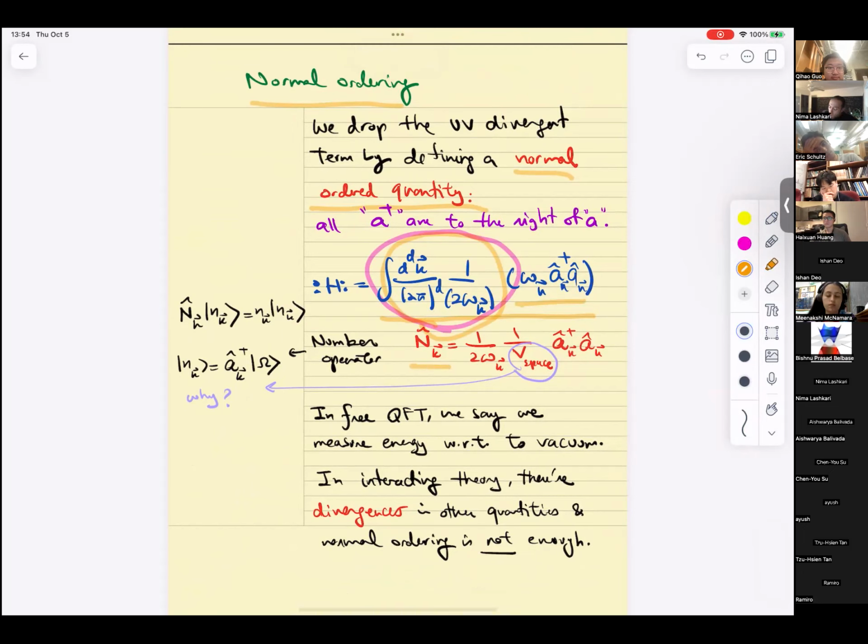Now you define a number operator. This number operator is basically this coefficient, this a dagger a that you recognize as the number operator in the simple harmonic oscillator, right? Divided by some volume of space. If you want to know why there's a volume of space in there, just think about these two equations.